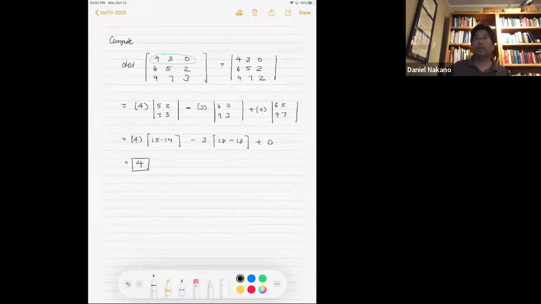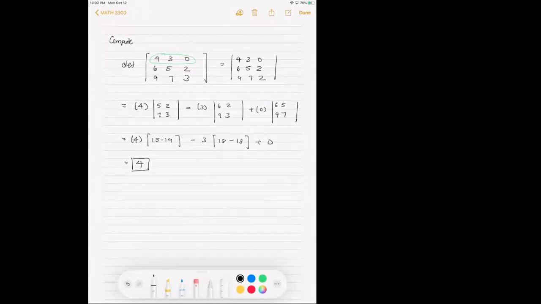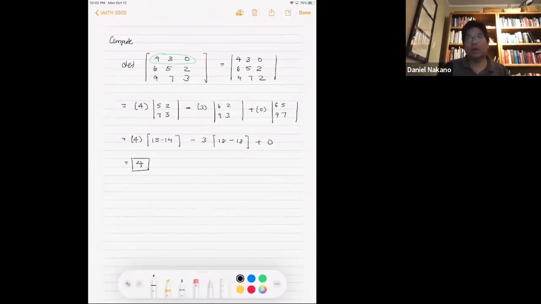Okay, any questions on how we did this? So we only do this sort of cross canceling on just the first row? Well, that's a good question.